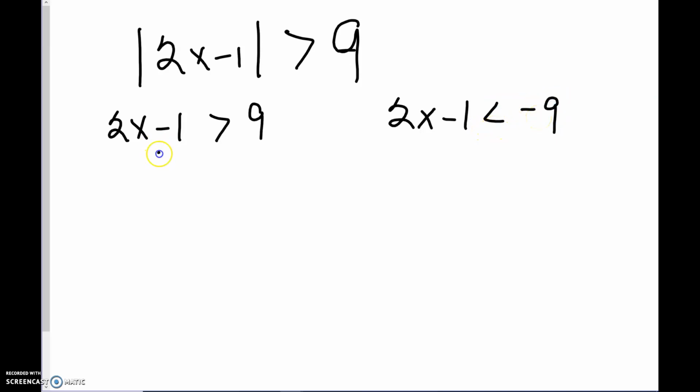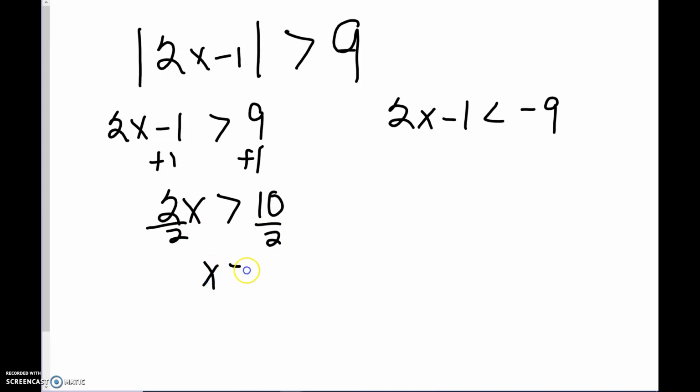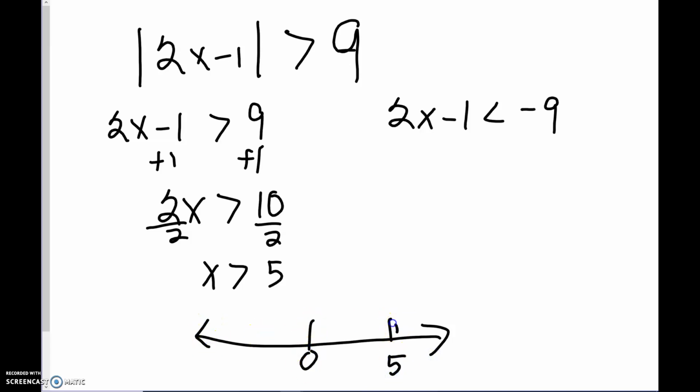All right, let's solve this. Add 1. So it looks like we have 2x is greater than 10. Divide both sides by 2. And x is greater than 5. So at 5, on our number line, it is going to be an open circle, and we are going to shade to the right.